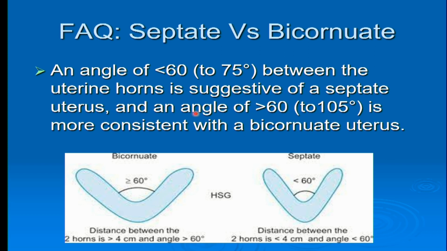Second, these are the 2 more common, septate and bicornuate uteruses, and the distinction between the two is the angle. If you measure this angle between these 2 horns, if it is less than 60 degrees, it is suggestive of septate uterus, and more than 60 is more consistent with bicornuate uterus.